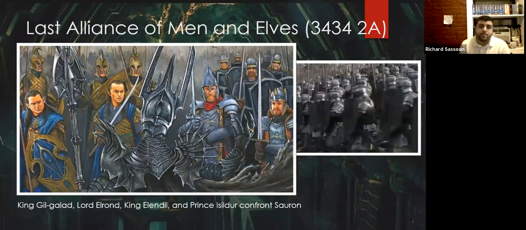One of the things that's often discussed is that in the year 34 of the Second Age, King Gil-galad of the Elves and King Elendil of the men of Numenor confront Sauron on the plains outside of Mordor, and have their great fight of the last alliance of men and elves, where both are equally represented. The elves in decadence and the men in ascendancy.